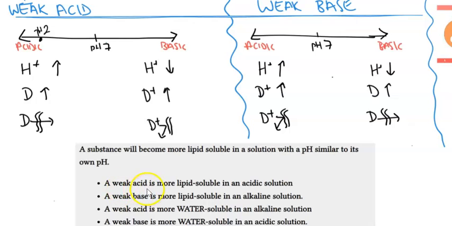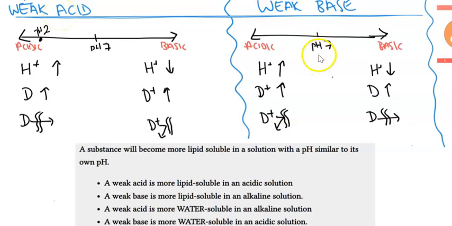So a weak acid is more lipid soluble. Lipid soluble means it can pass through the lipid membrane in an acidic solution. So if it goes into an acidic area like your stomach, the weak acid will easily get absorbed. But if the weak acid goes into a basic area, then it is not going to go through. It is more water soluble. It'll just stay in the water. It won't go through the cell. So that's what happens with a weak acid.